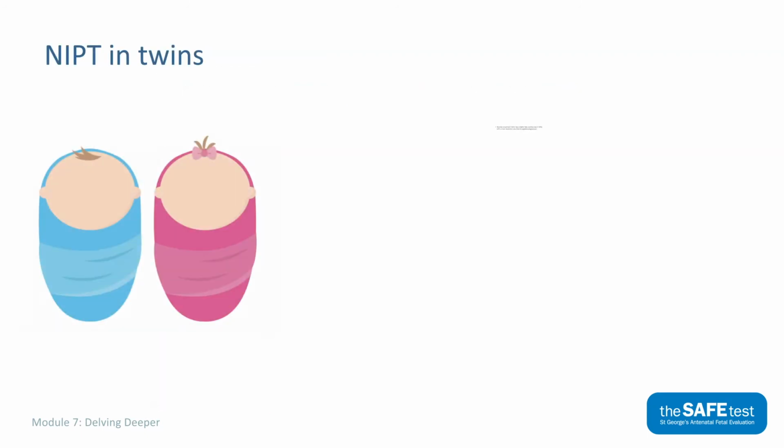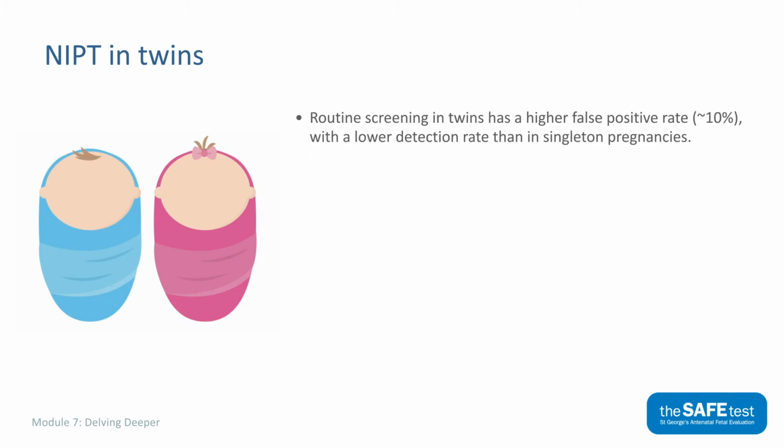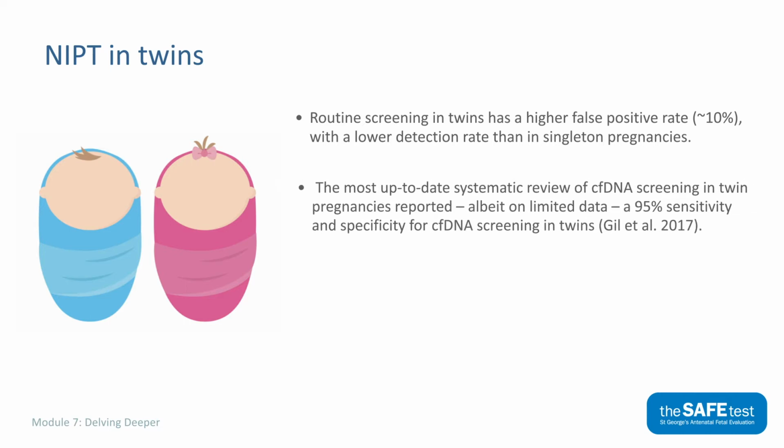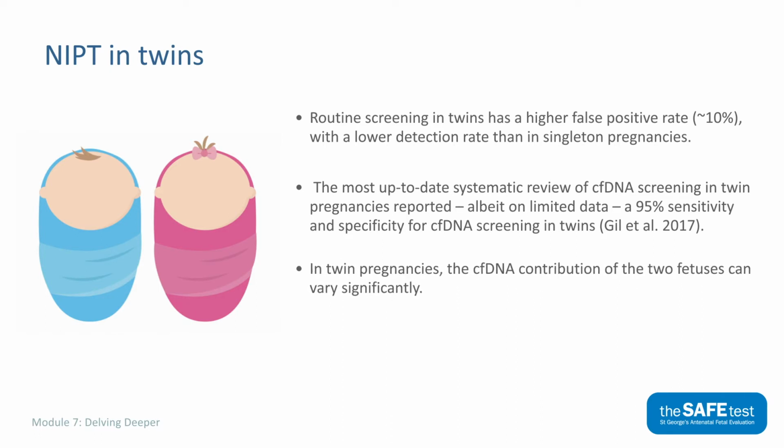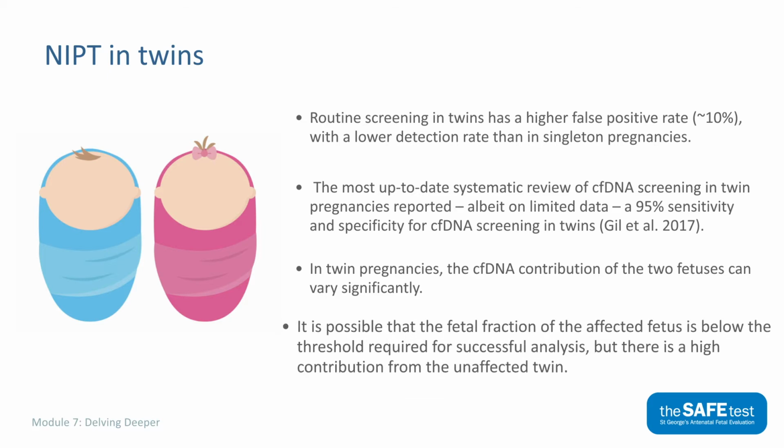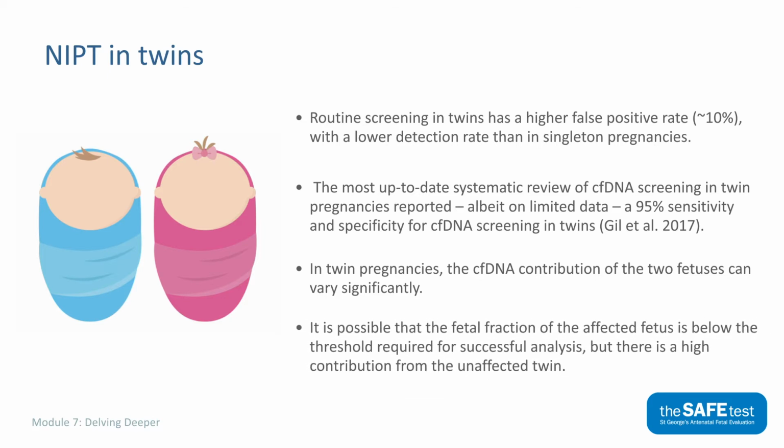Routine screening in twins has a higher false positive rate, approximately 10%, with a lower detection rate than in singleton pregnancies. The most up-to-date systematic review of cell-free DNA screening in twin pregnancies reported 95% sensitivity and specificity for cell-free DNA screening in twins. In twin pregnancies, the cell-free DNA contribution of the two fetuses can vary significantly. It is possible that the fetal fraction of the affected fetus is below the threshold required for successful analysis, but there is a high contribution from the unaffected twin.